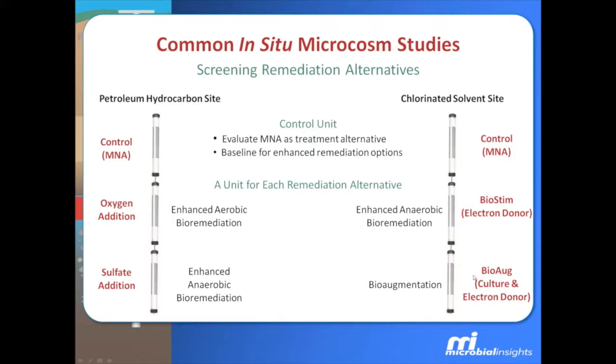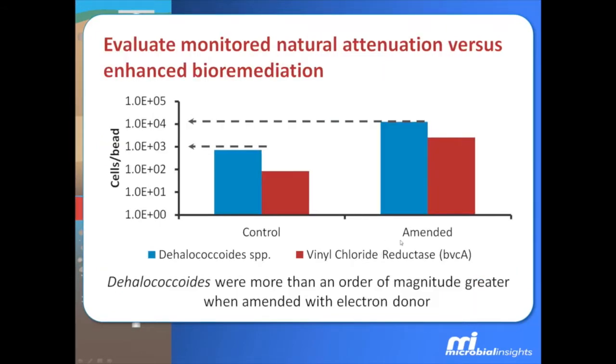So to give you an example of this use, here we're looking at a site impacted by chlorinated hydrocarbons, and we have a control and an amended unit here with some sort of electron donor. And comparing the control to the amended, you see that making this particular amendment available increases the population of Dehalococcoides, but it also increases the number of vinyl chloride reductase genes that are being detected as well.